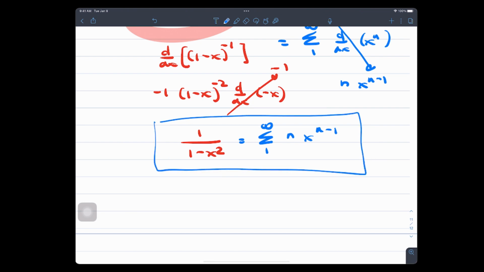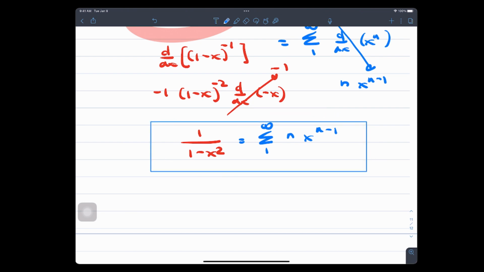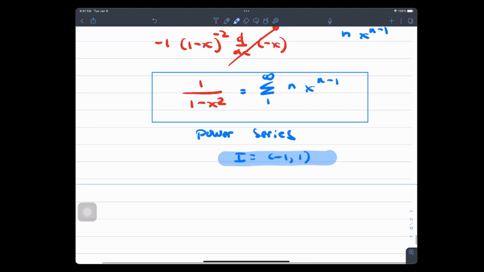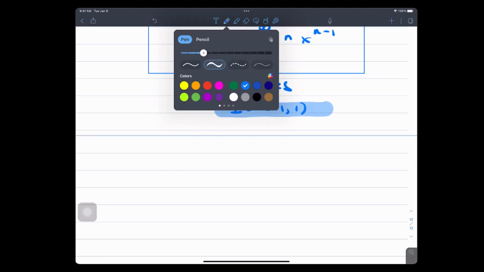And you say, well, what's the point? You get a power series. And it's the same interval of convergence as the original. It's negative 1 to 1. So we have another power series there. That's the whole idea. So you're writing these as functions. And then if you said, well, what happens when I integrate?